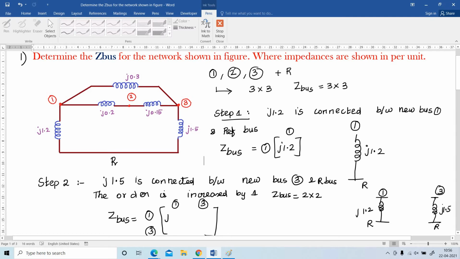Z11, what is the value? J1.2. Z33, what's the value? J1.5. Is there any connection between 1 and 3? There is no connection between 1 and 3, put 0. Is there any connection between 3 and 1? There is no connection between 3 and 1, put 0. So this is the new Z bus of order 2 cross 2.